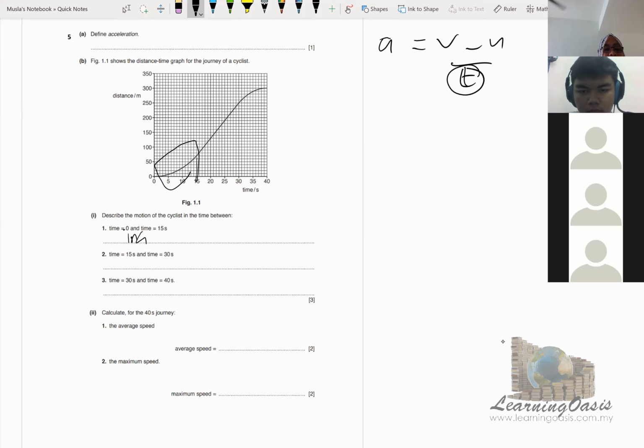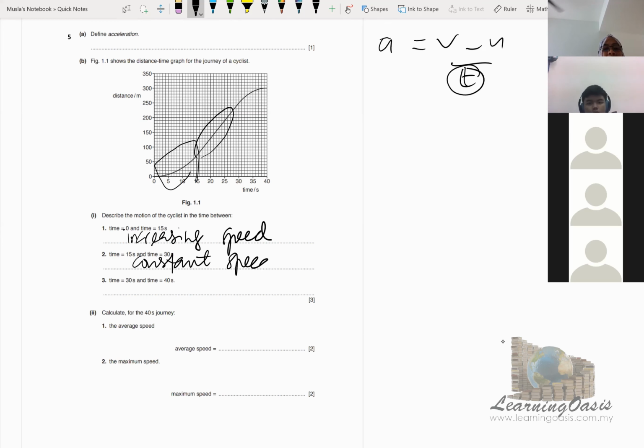Increasing speed. Okay, now 15 and 30. Constant speed. Now 30 and 40. Decreasing speed.